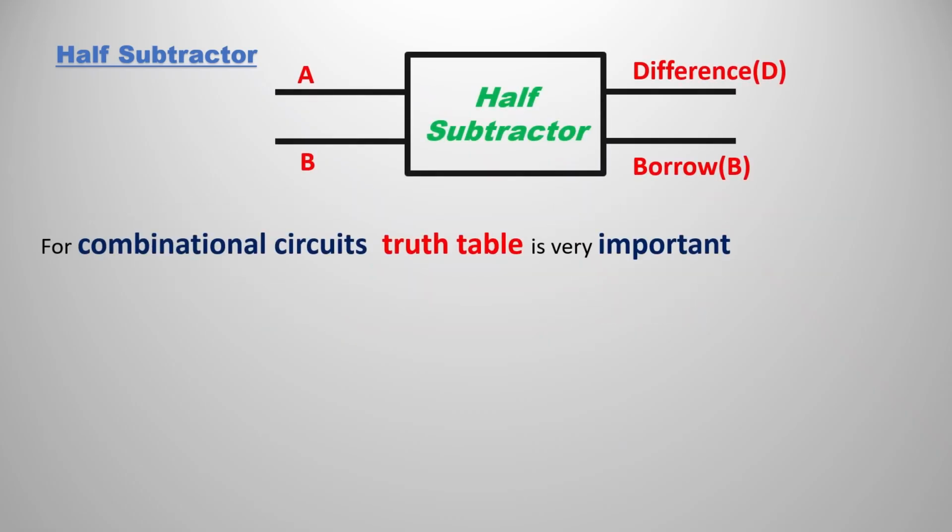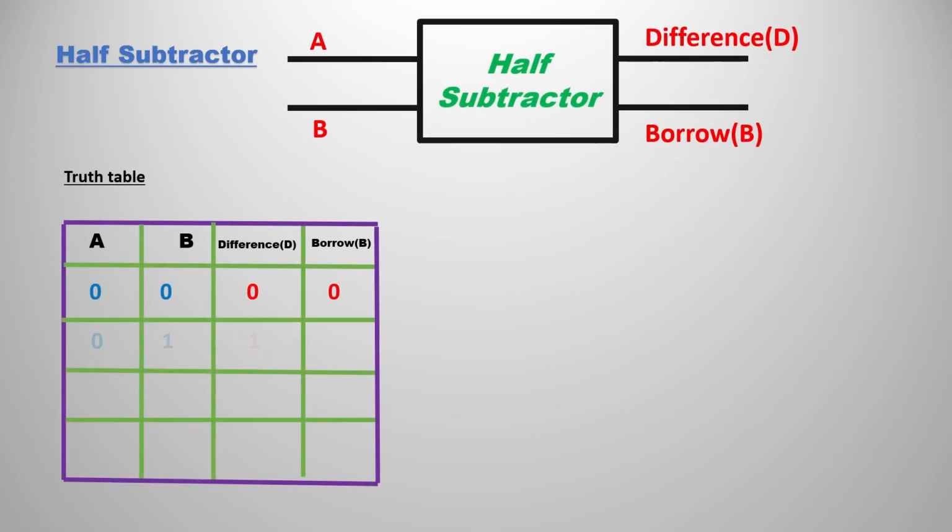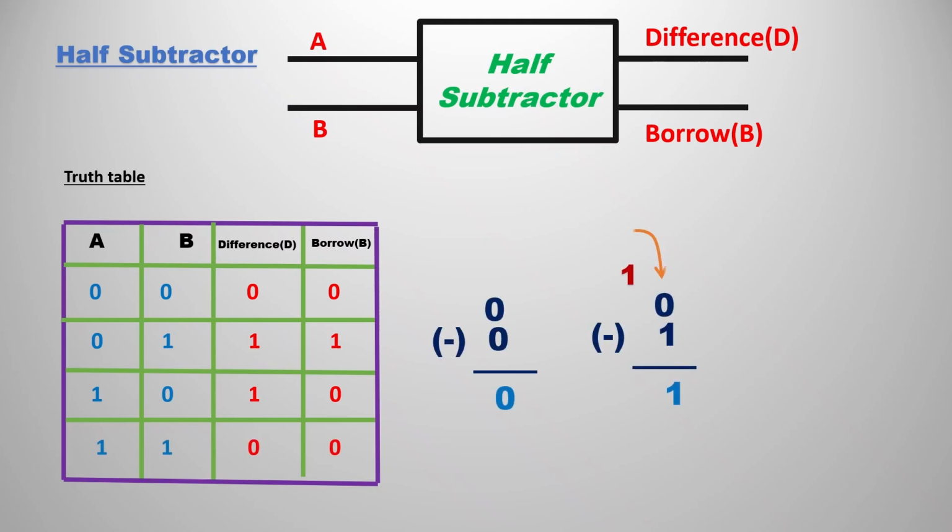For a combinational circuit, the truth table is very important. So let's first see the truth table of the half subtractor. This is the simple truth table of the half subtractor for two variables, a and b. If you observe, for two variables we have four combinations: 0 0, 0 1, 1 0 and 1 1.